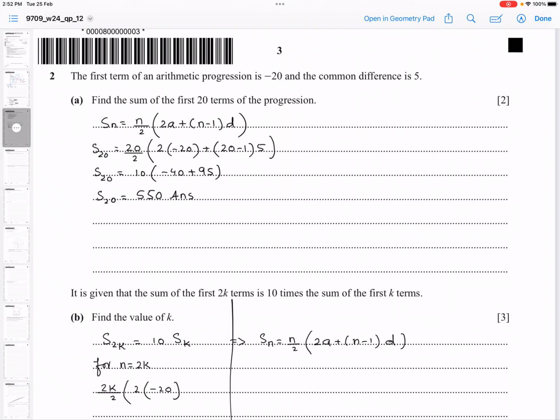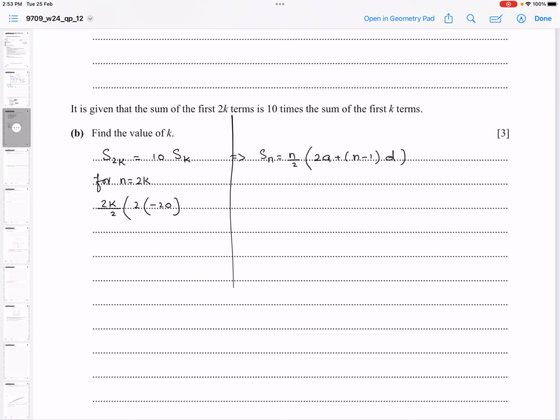So we have to find the sum of the first 20 terms, so put 20 in n. So 20 over 2, 2a is 2 times minus 20. He said the first term of the arithmetic progression is minus 20, plus n minus 1 means 20 minus 1, times d, which is also given as 5. Now simplify this, you will get S20 equals 550. This would be your answer to part A.